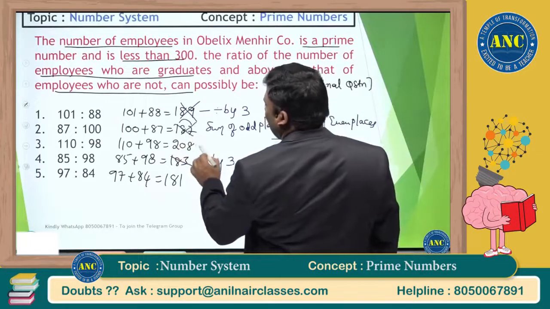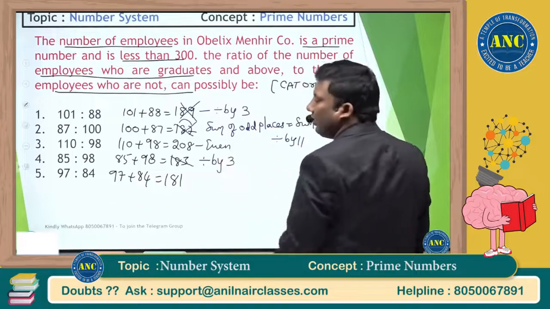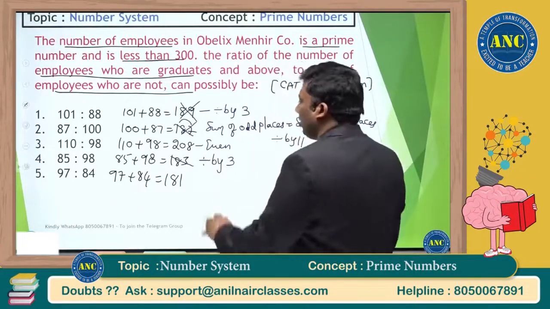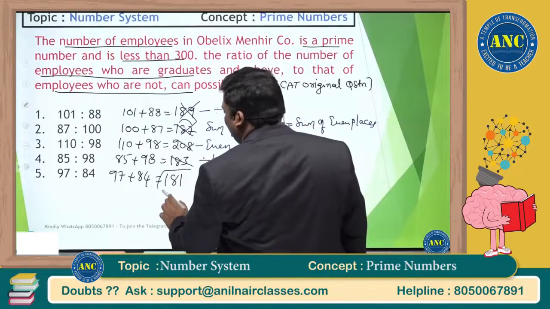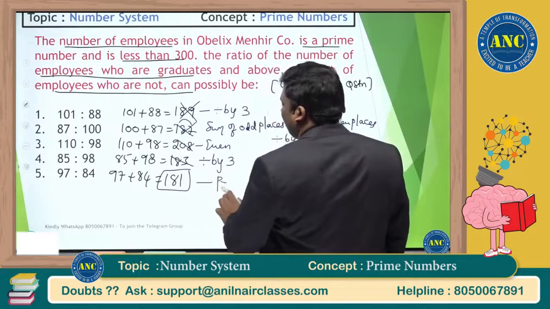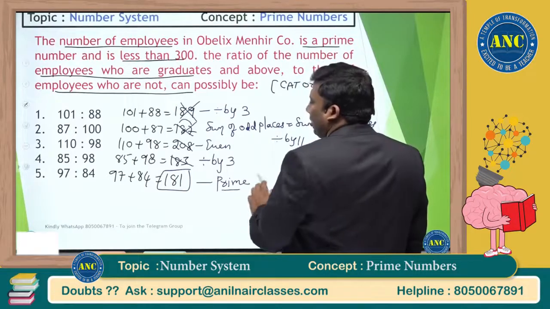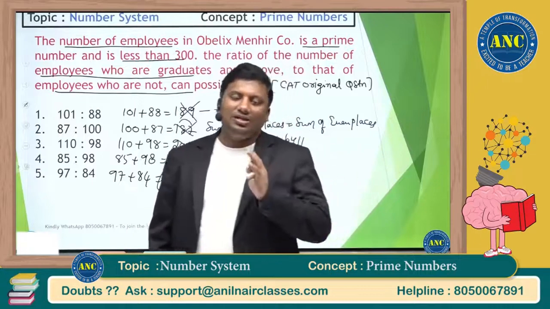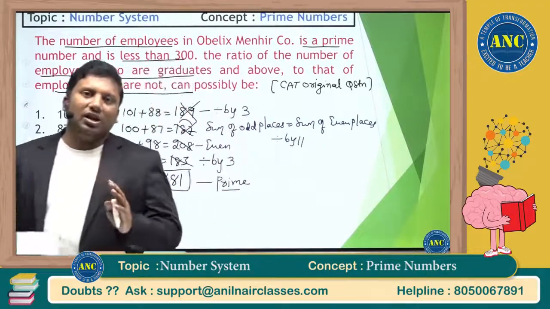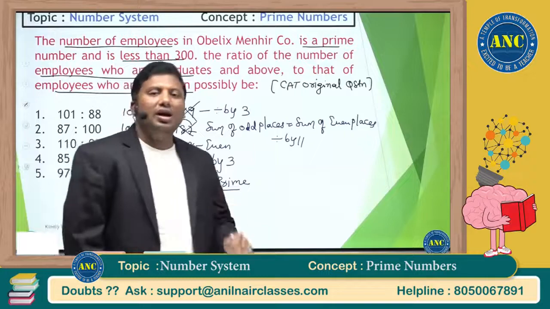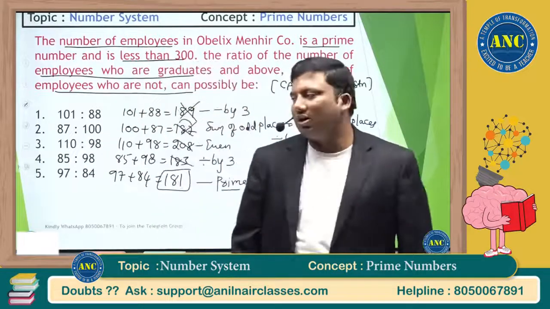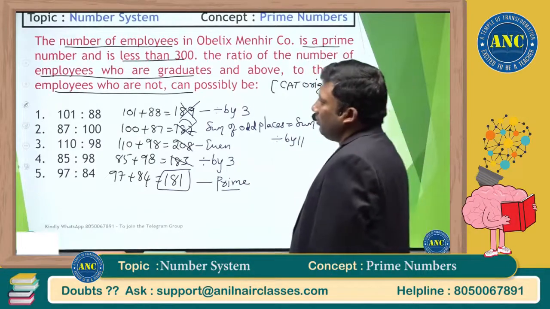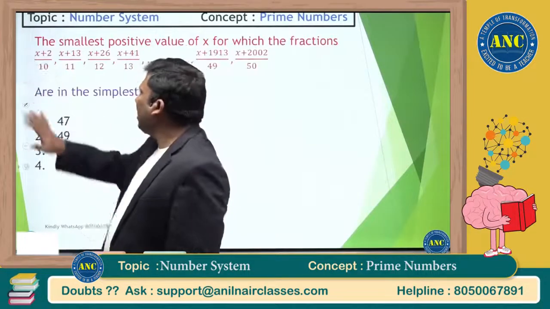This is not possible. 208 is an even number. Other than 2, there is no even number which is a prime number. Not possible. Answer is 181. So the answer for this question is option number 5, which is 181. Very, very easy question. There is a company which has employees who got graduated and employees who did not get graduated. So we have to check which of the following is a prime number. Very, very easy CAT question. Next one.